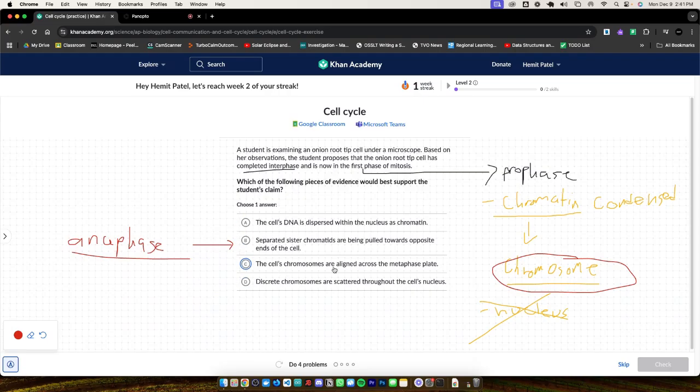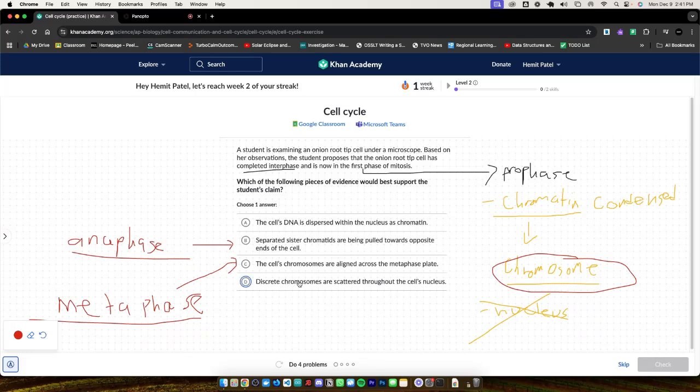The cell's chromosomes are aligned across the metaphase plate. The metaphase plate should give it away. Metaphase is actually another phase of mitosis, right? Phase of mitosis. So that is also not true.